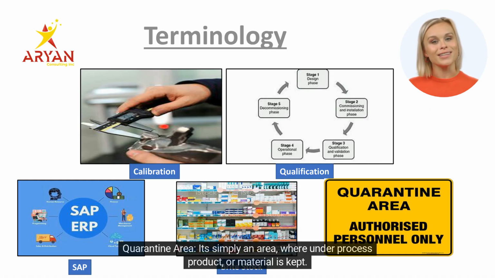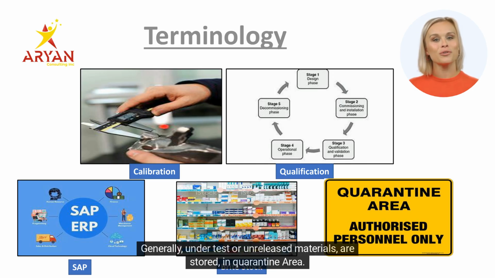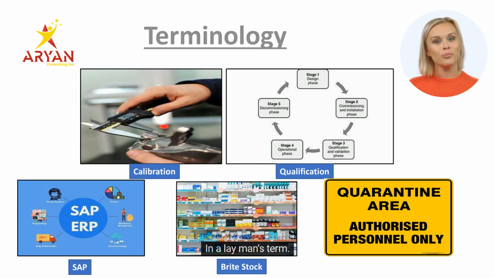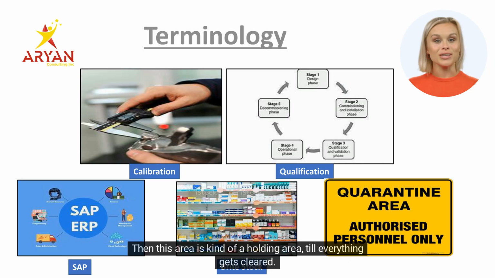Quarantine area. It's simply an area where under-processed product or material is kept. Generally, under test or unreleased materials are stored in the quarantine area. In layman's terms, let's say if something is ready to be shipped to the market, pending some test results, then this area is kind of a holding area till everything gets cleared.